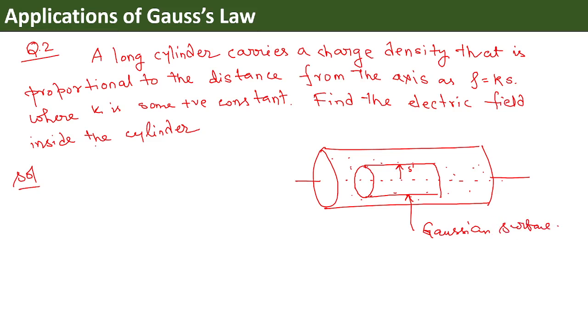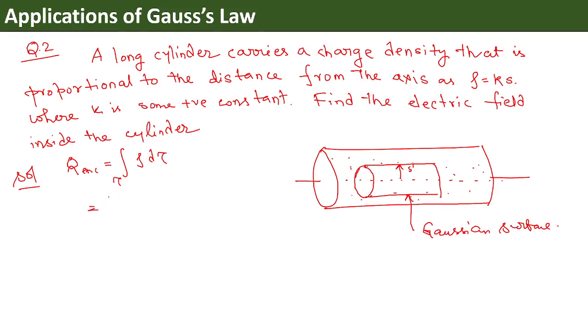So what you have to first find is the total charge enclosed. How to find that total charge enclosed? Q enclosed is equal to the integration of rho d tau. So you have to take a volume integral. Which volume integral? Within this volume, the smaller cylinder basically, over tau.